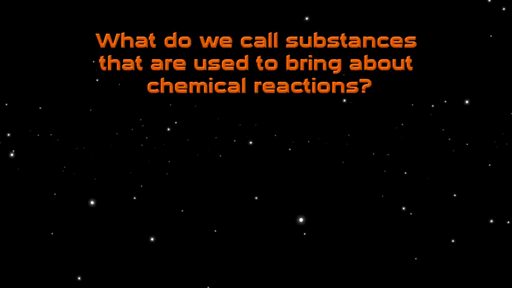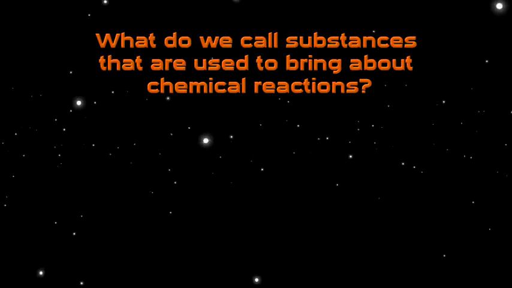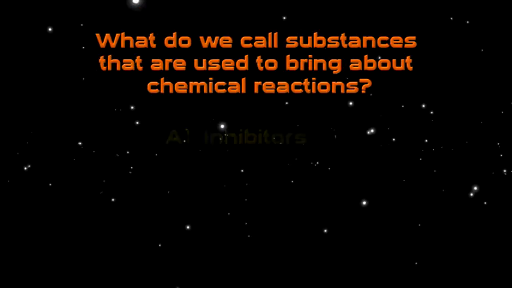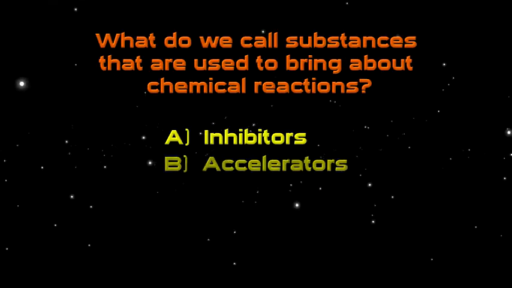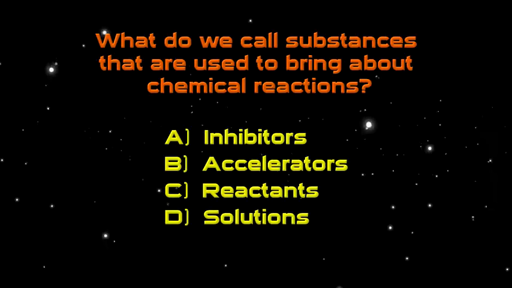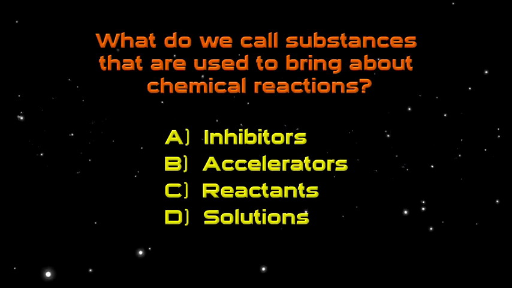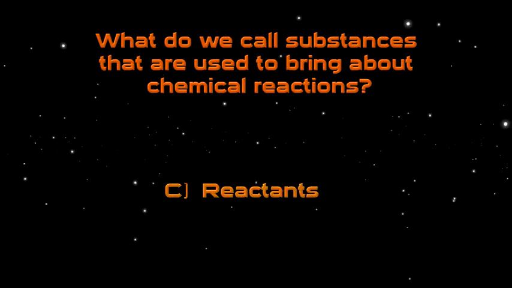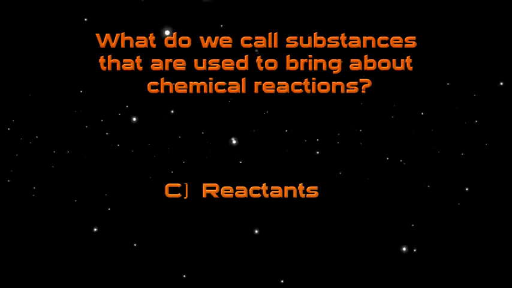Let's review what we just learned. Question 1. What do we call substances that are used to bring about chemical reactions? A. Inhibitors. B. Accelerators. C. Reactants. D. Solutions. If you answered C, you know that reactants bring about chemical reactions.